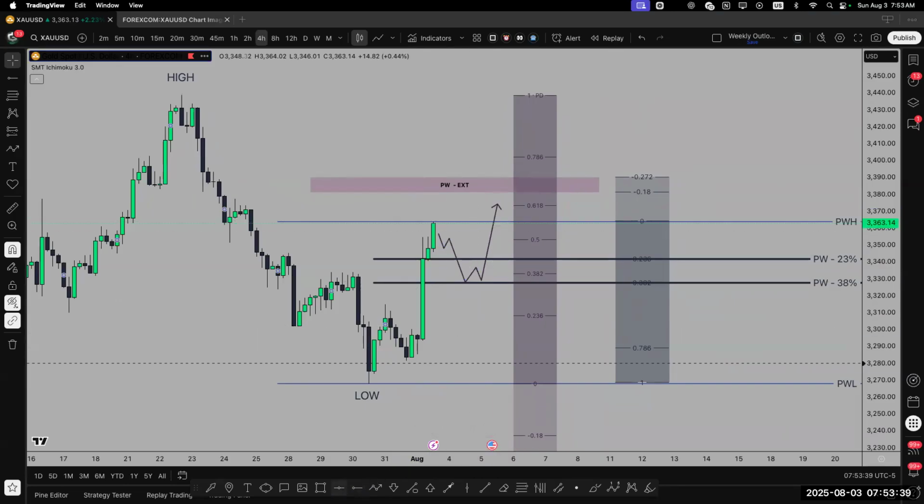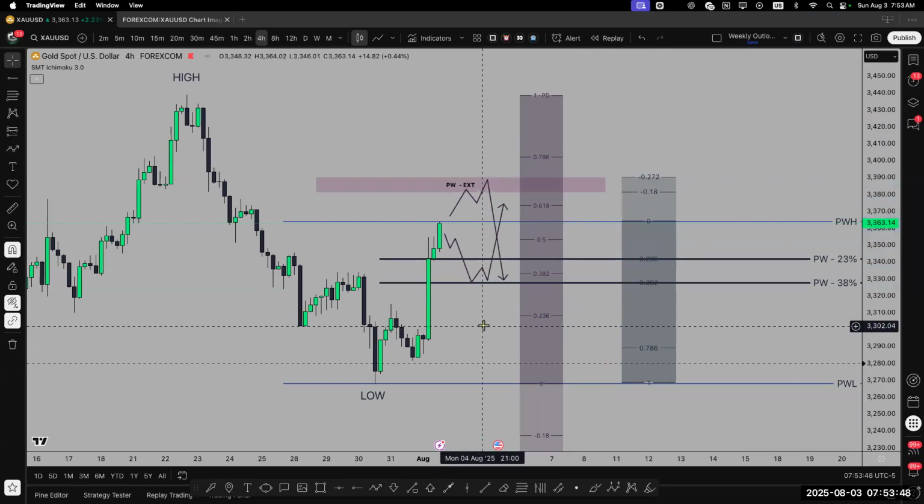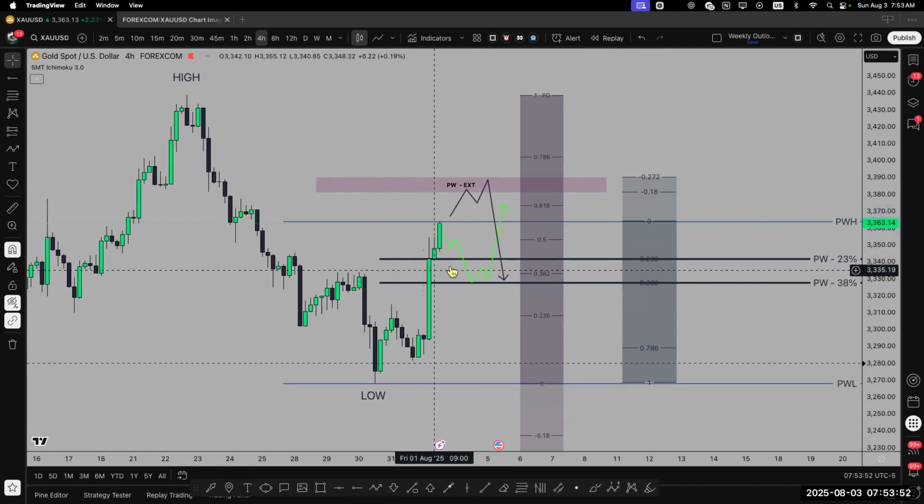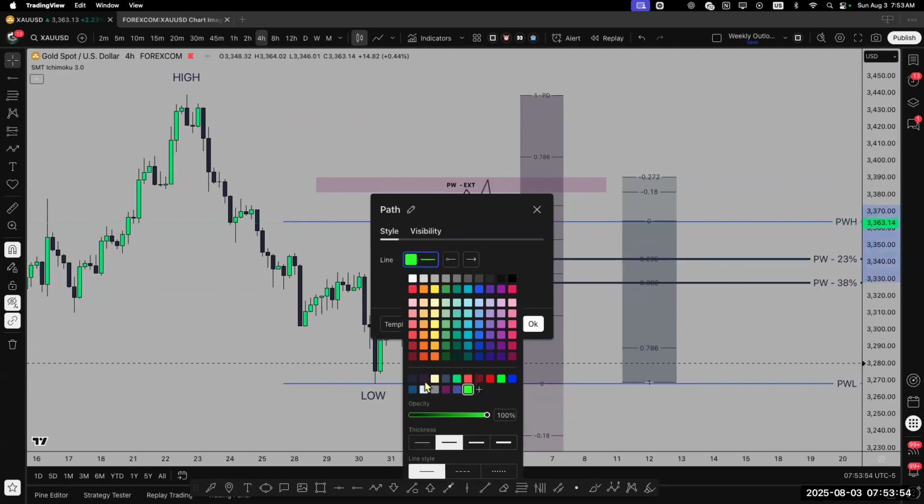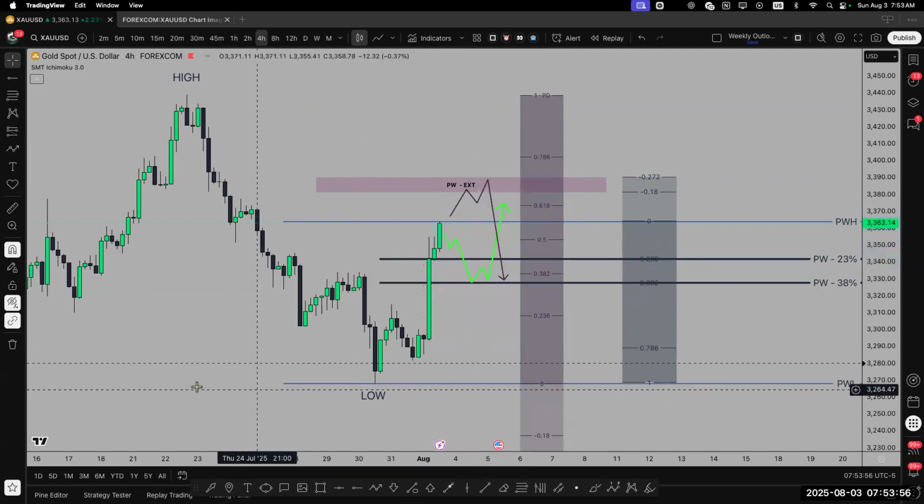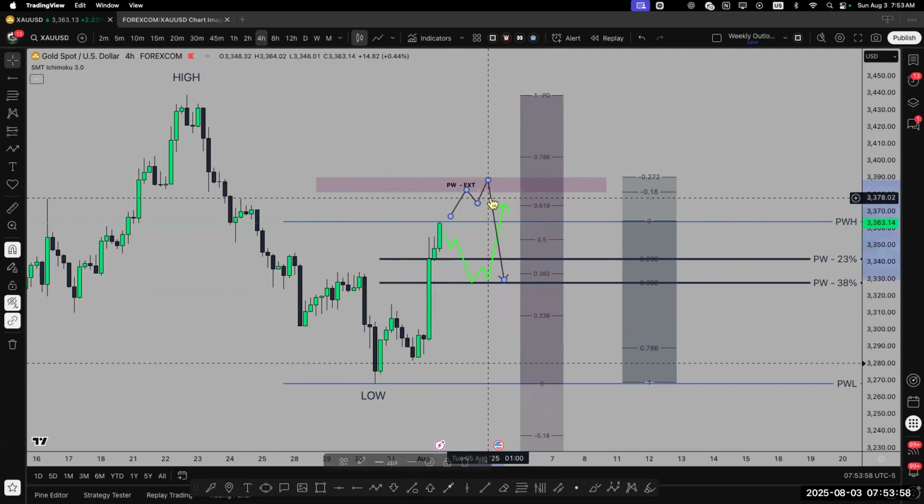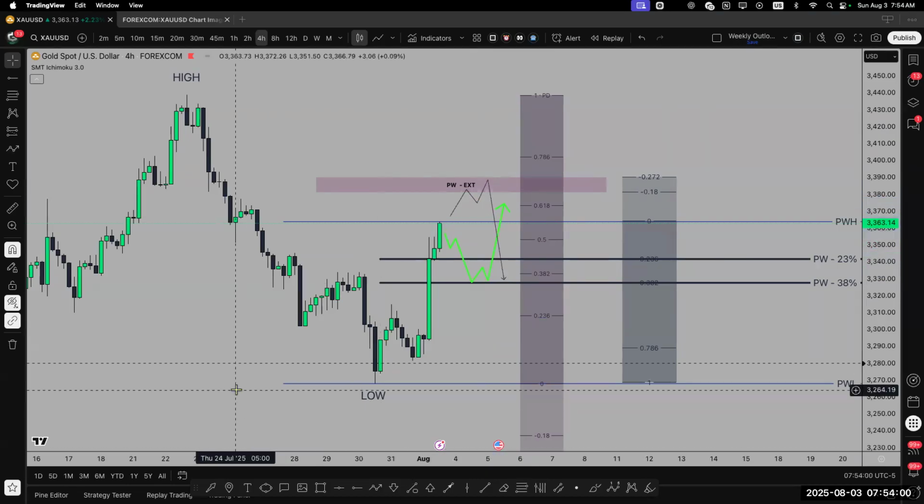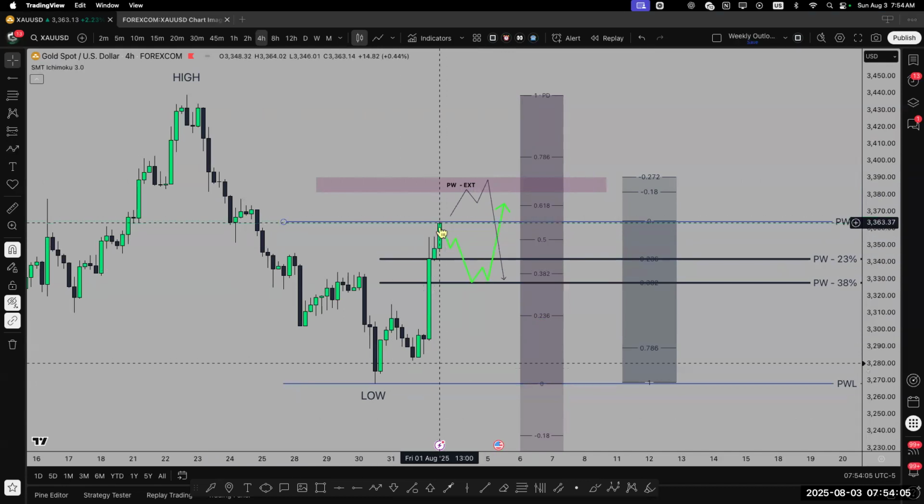Okay, plan B is, once we hit up here, maybe then we'll come back and trade down. So I'm gonna put this one in green because that is my preferred plan right there. This one, I'll make it a little bit lighter as a plan B. All right.